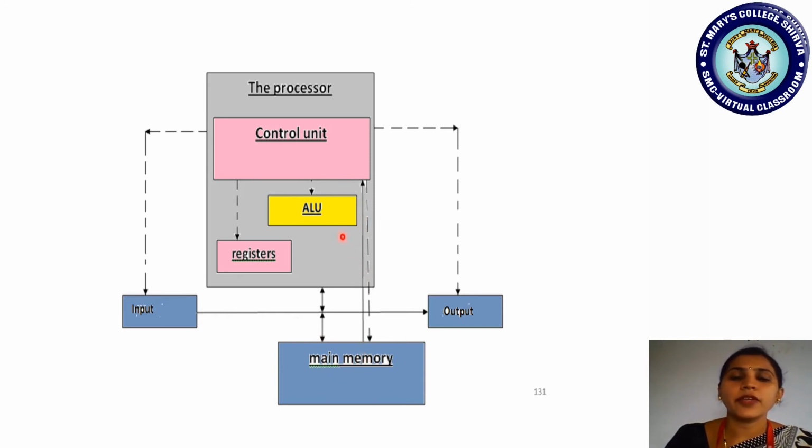From the main memory, the processor takes up the data and performs arithmetic and logical operations in the arithmetic logic unit, and the temporary results are stored in the registers. Once it is processed, the information is passed back to the memory, and from the memory it is displayed with the help of an output unit.